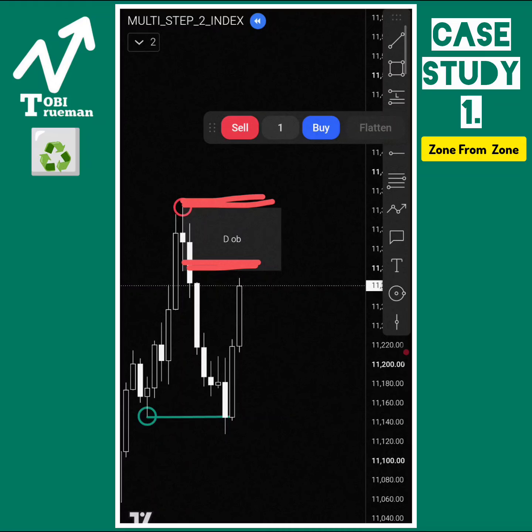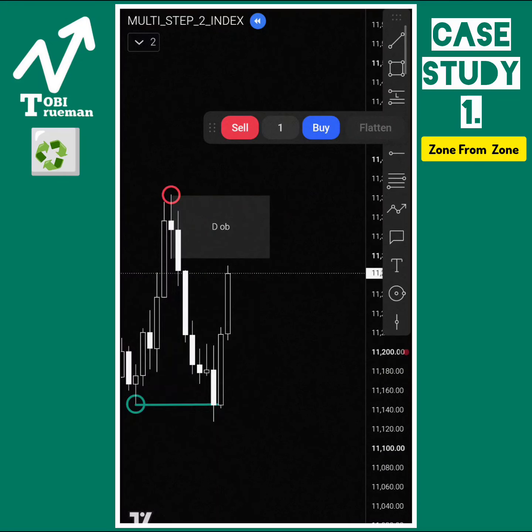This is our low point that will be taken out. Now in this scenario, what we want is for price to come into this day supply zone and continue to sell. All right, so this is our new low. This is our new low now.